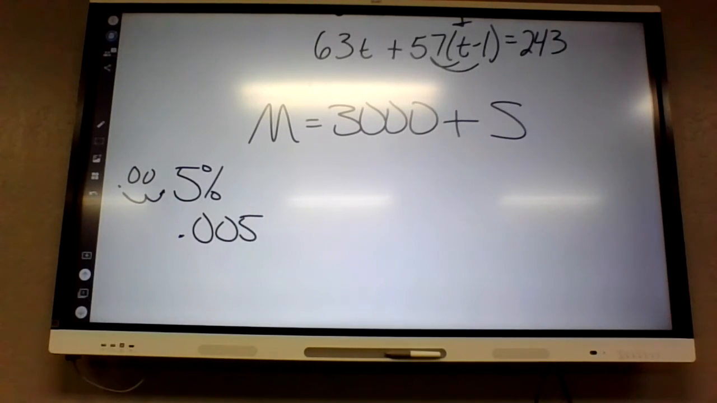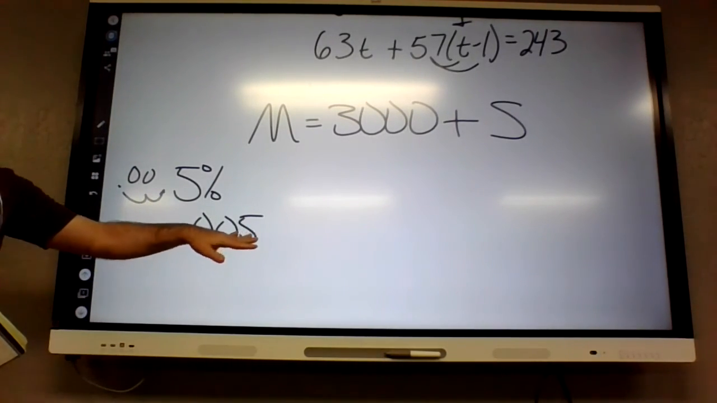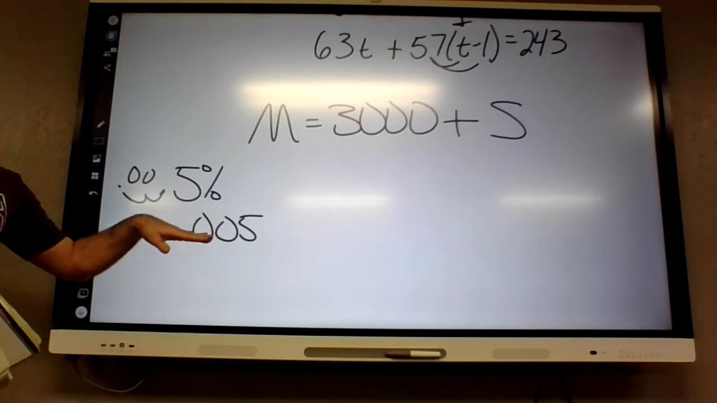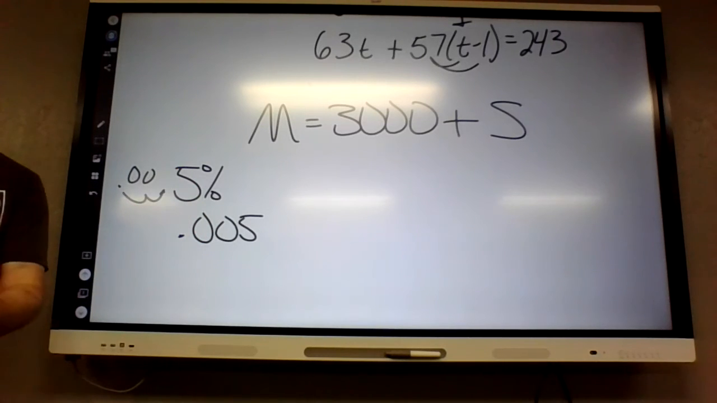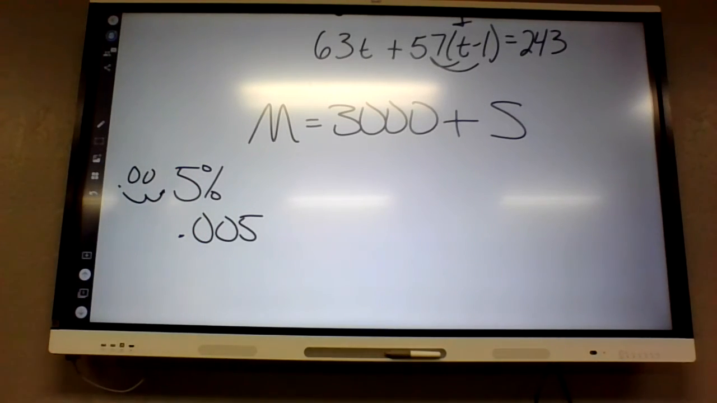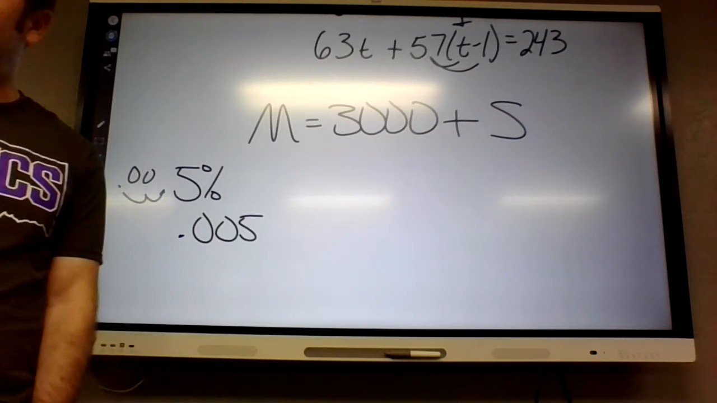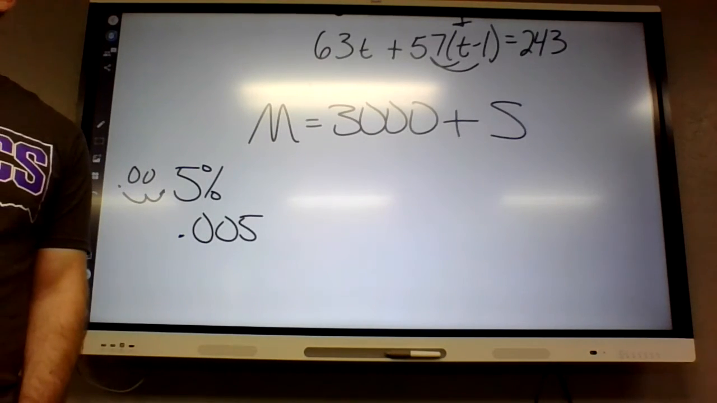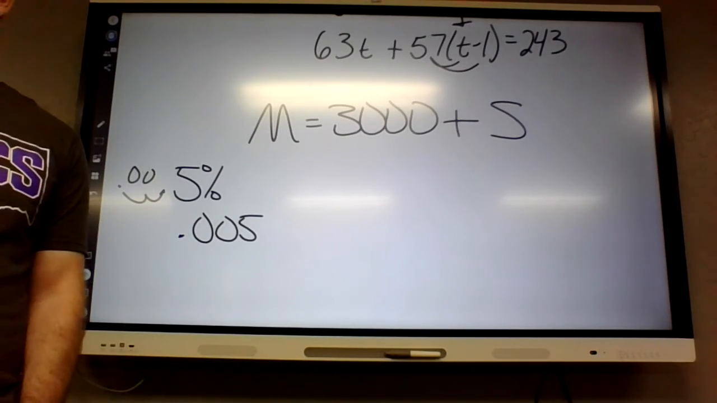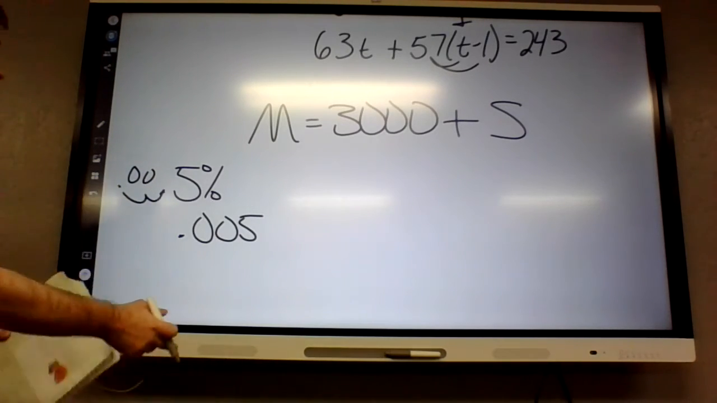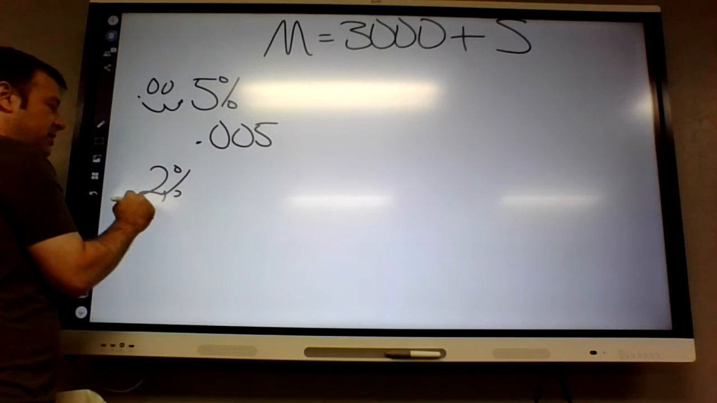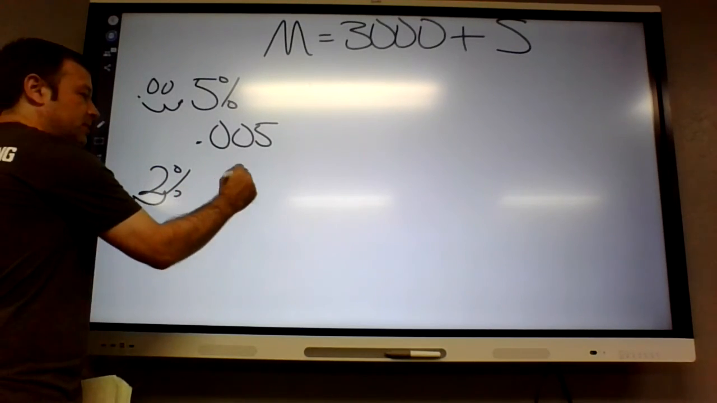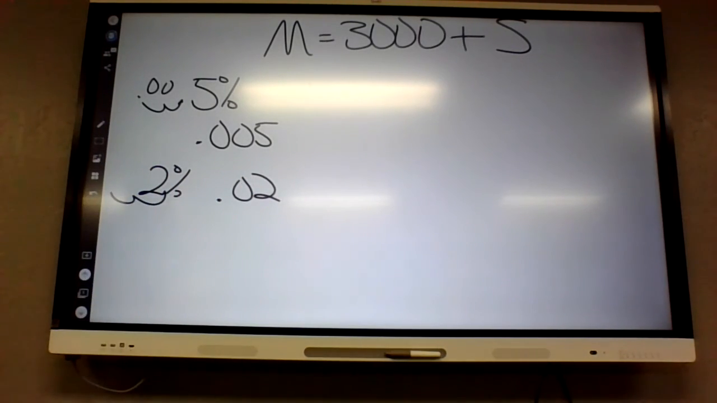Okay, and the money market, that's for a savings account. It's probably about right. Some of you have a savings account? You probably get less than 0.5% per year. Probably 0.1 or something tiny like that. But better than nothing. It says his money market account gets 2%. What's 2% as a decimal? Right, so the decimal moves twice, 0.02. We'll need those for later.